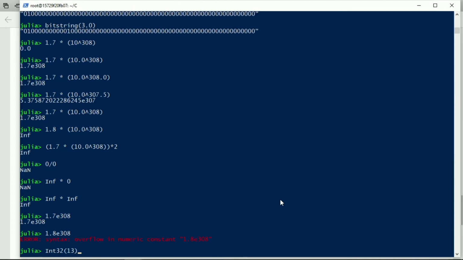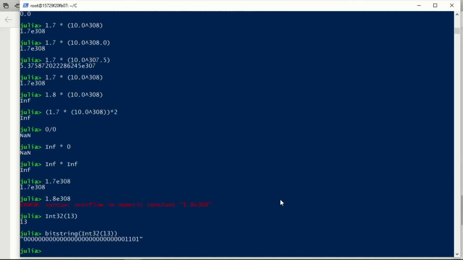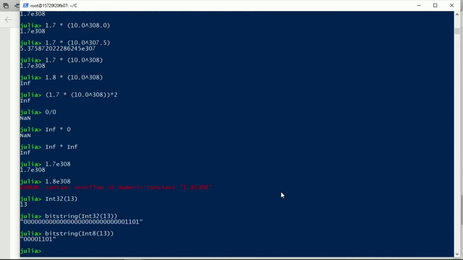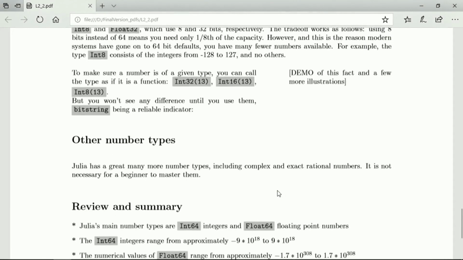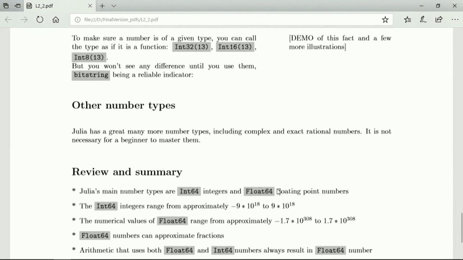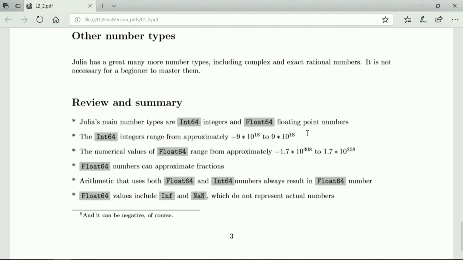So suppose I say int 32 of 13. Then it just comes up as 13. If I say bitstring int 32 of 13, then you see it's much shorter, and if I make it int 8, there are only 8 bits. So we've scratched the surface of the Julia number types. There are many other number types, including complex and exact rational numbers, but it is not necessary for a beginner to master them. Now, let's review.